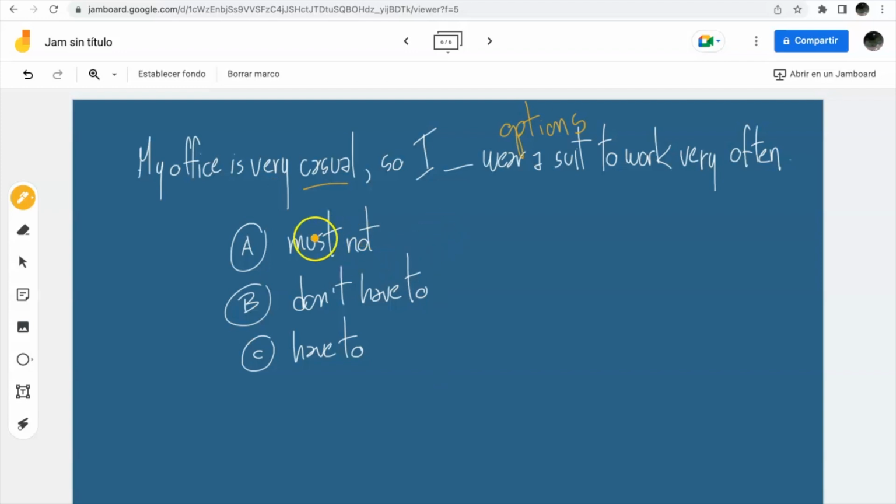So must not, remember that is to talk about rules, obligations. Don't have to or have to. I have to wear a suit to work very often? No, because it's very casual. Your office is very casual. So this one is just an option. I don't have to wear a suit to work very often.